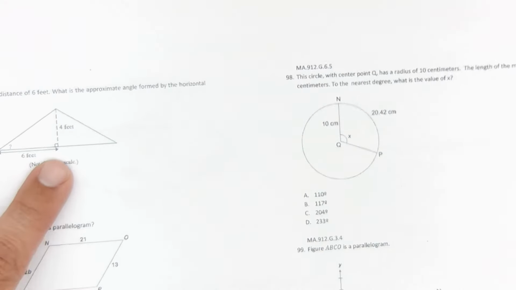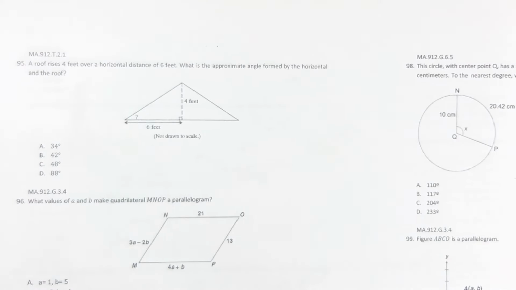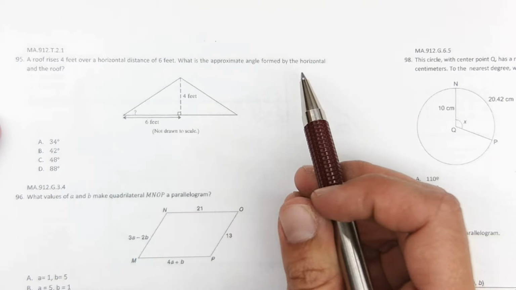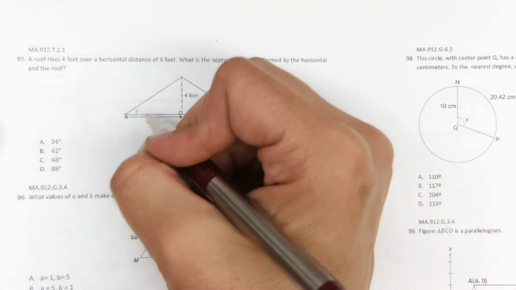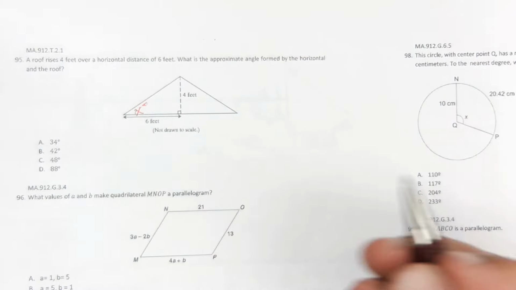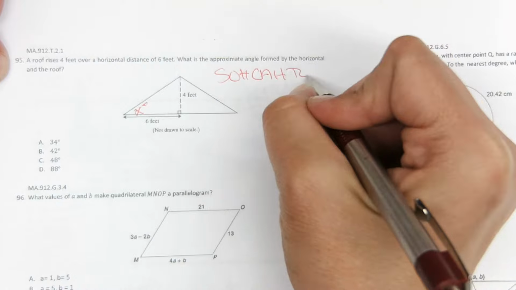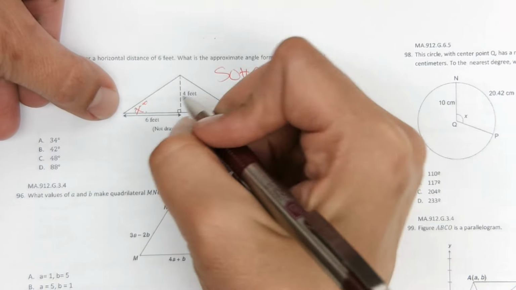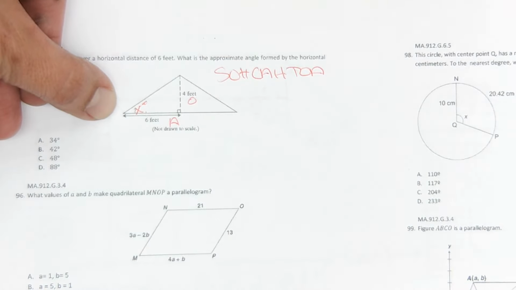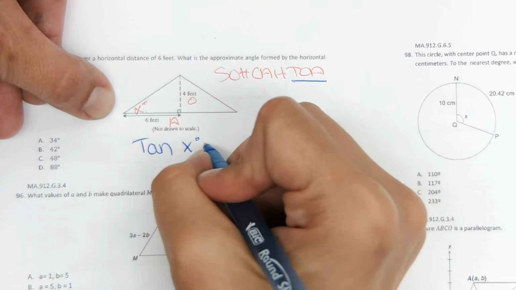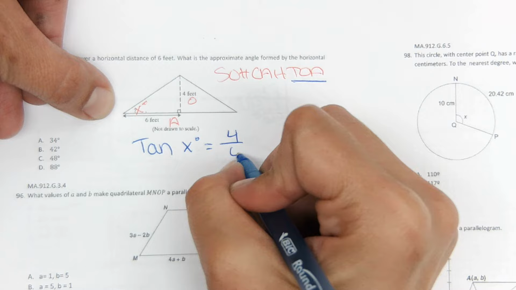Okay, next. 95. In this, a robot rises 4 feet horizontal distance. What is the approximate angle formed by the horizontal in the roof? So what is this angle right here? So we are going to use trig, SOHCAHTOA. From this angle, we have opposite and adjacent, so we're going to use tan. So it's like tan of x degrees equals 4 over 6.